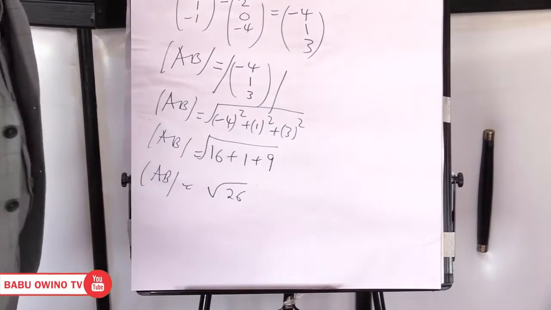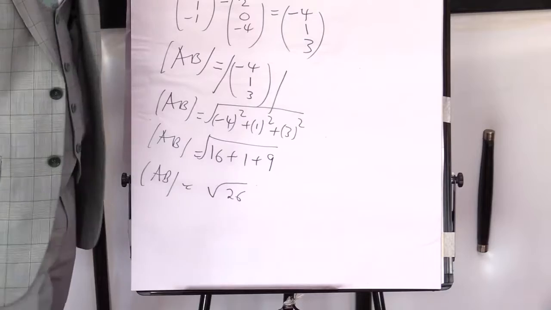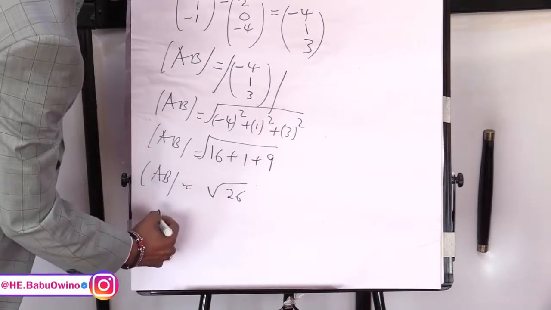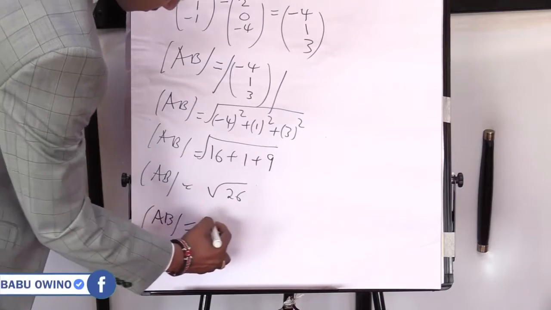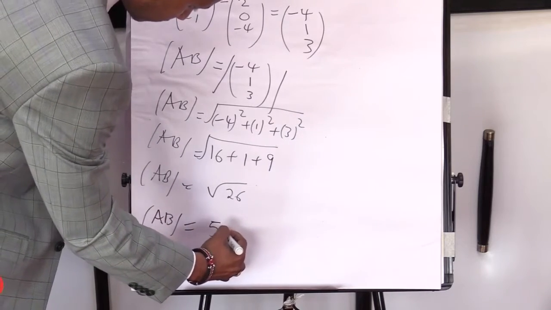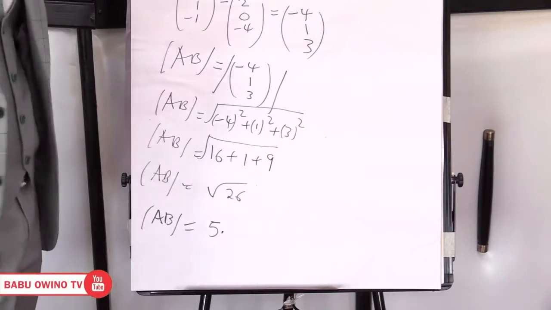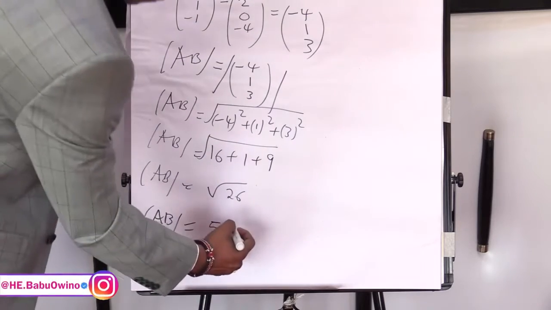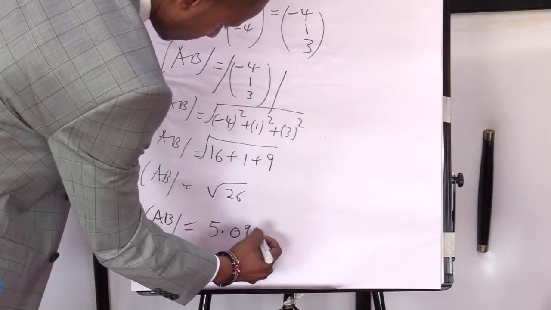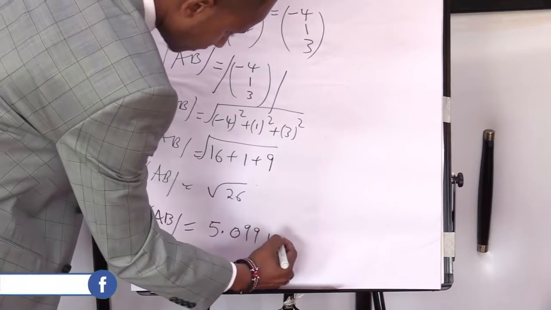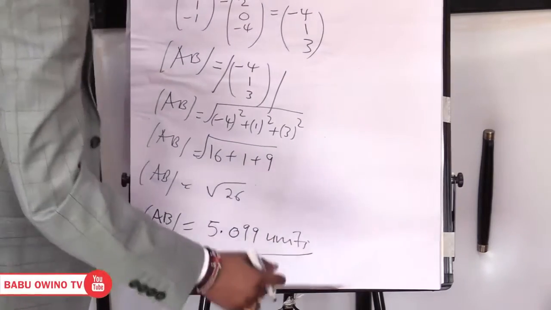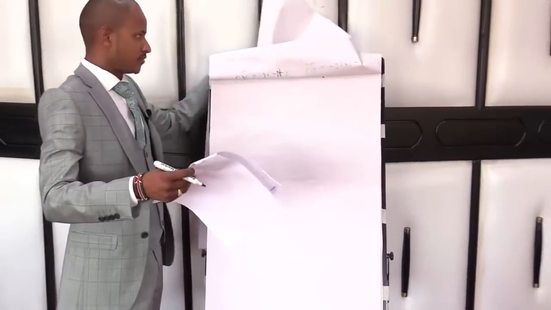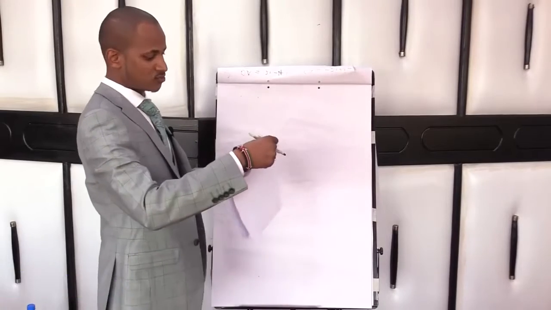The square root of 26 is 5.099, so 5.099 units. So that's it. That's as easy as this. Look at the way this topic is so easy.